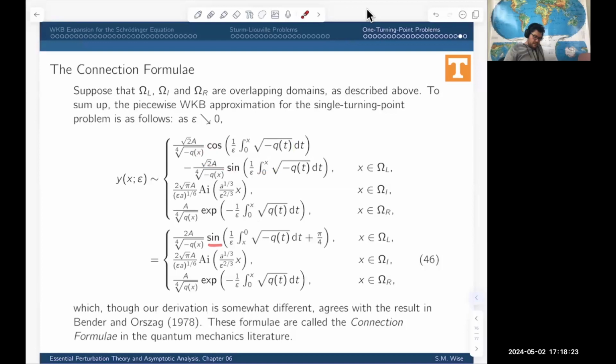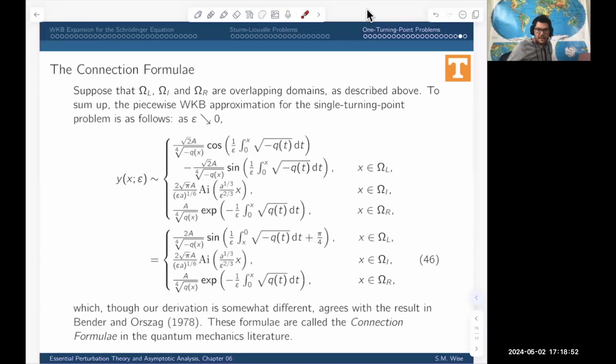You get the sine of an angle plus pi over 4. And the reason you can do that is you can use the sine angle addition formula. In fact, you can just check that this equals these two terms here. So that's the solution. It's an oscillatory solution in the left-hand region, the Airy function in the intermediate or inner region, and the exponentially decaying solution in the right-hand region.